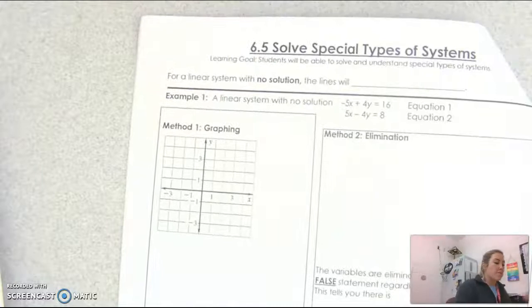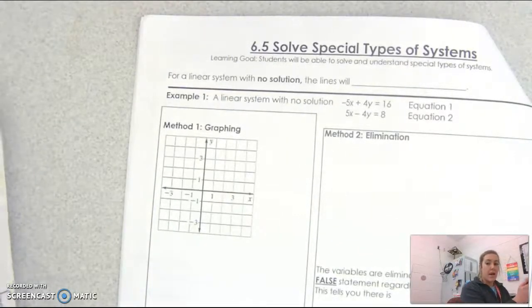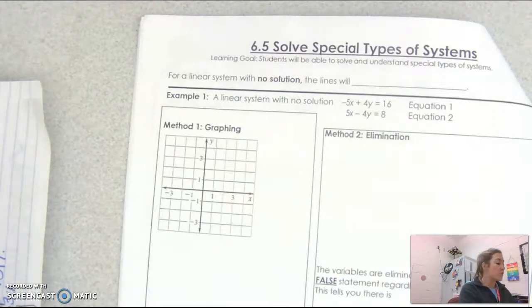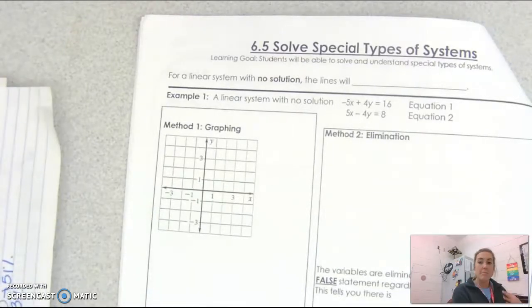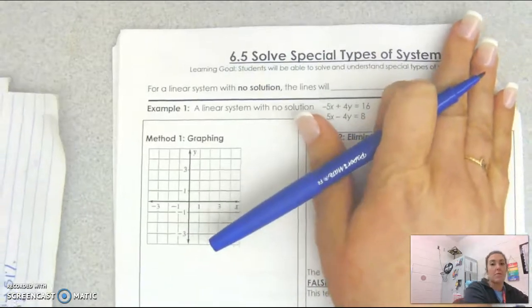Okay, so 6.6 solves special systems. In this we're going to show you two different methods on how to solve systems of equations. We've used all the same methods, but we're going to show you when something special happens after solving.